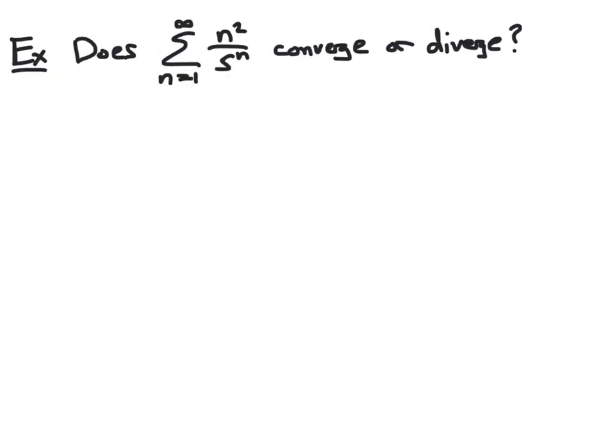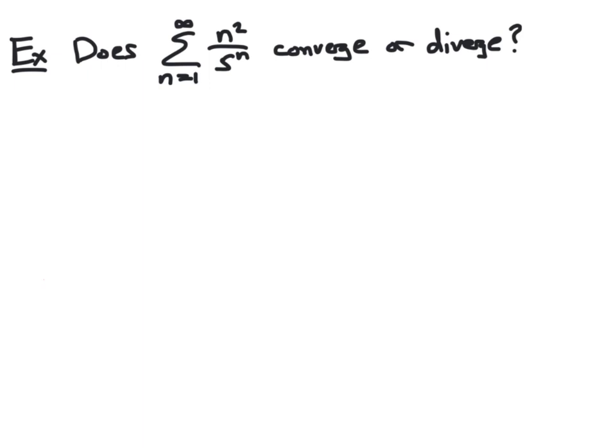To see an example of how to use the root test to determine the convergence or divergence of a series, let's consider again the series n equal 1 to infinity of n squared over 5 to the n. You might recall that just a few moments ago, we showed that this series converged using the ratio test. Here we're going to show that it converges using the root test.